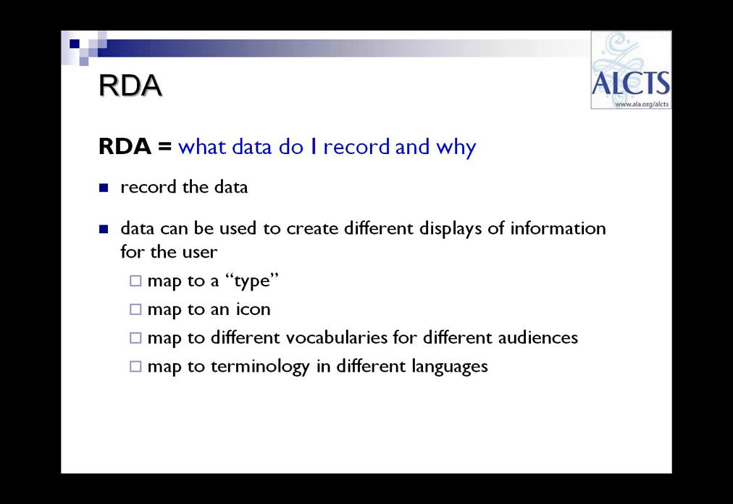Now, one of the important things is to remember that RDA is about what data do I record and why. And so the content type, media type, and carrier type are for recording data. How you display the data is open. And so, for example, you could map that data to show a type of material to the user. You could map it to an icon. You could map it to different vocabularies for different audiences. You could map it to terminology in different languages as well.